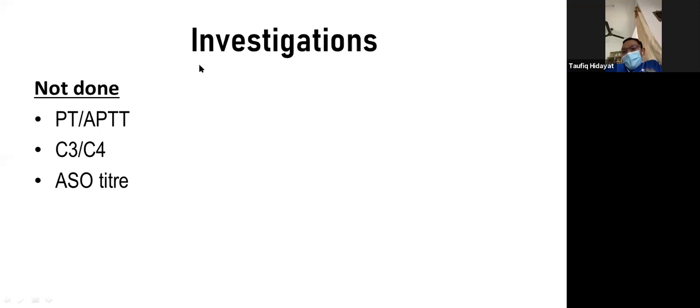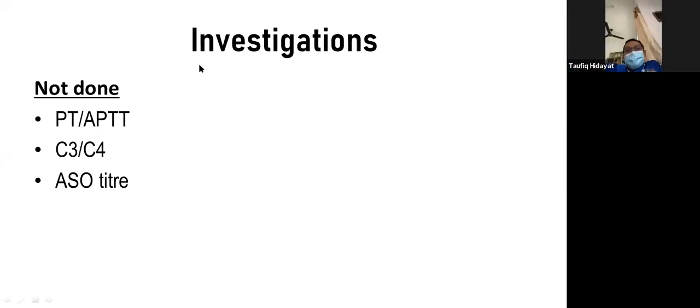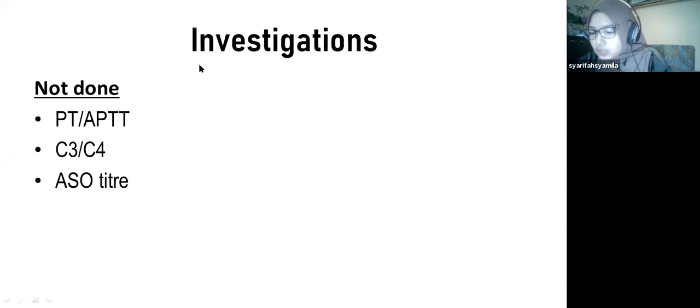Anyone else? The rest are clear? Management, what treatment? For this patient, first I would like to admit this patient and advise bed rest, stabilize the patient, give adequate hydration and monitor the vital signs, especially blood pressure.